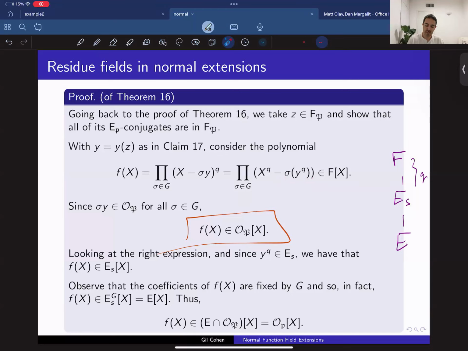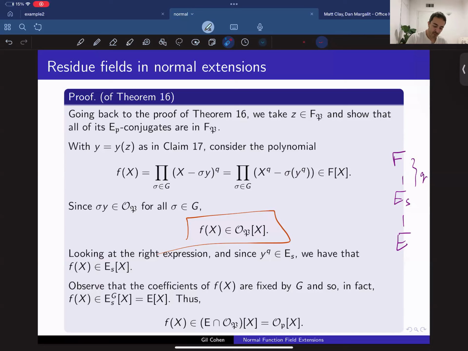And this means that f actually also lies, so the coefficients of f are also in E_S, right? Because you have these separable elements here, and E_S is a field, so when you take sums and products of elements there, you still get an element there. And so f lives in capital O_P for different reasons, by the choice of y, but because y to the q is in E_S, it also lives in E_S. Okay, and why am I saying that?